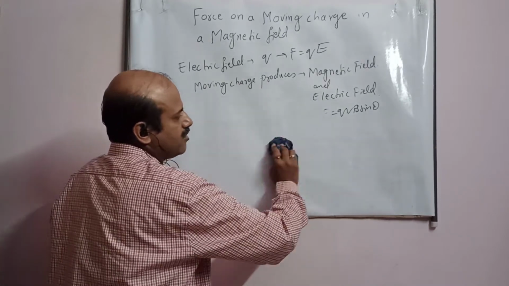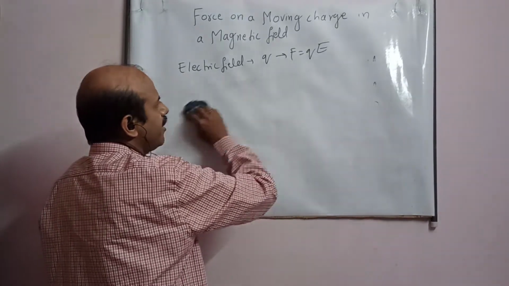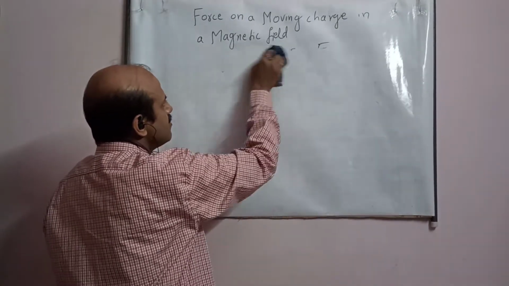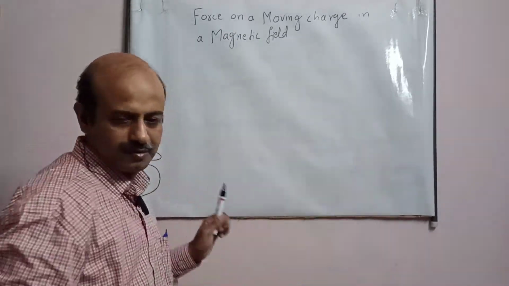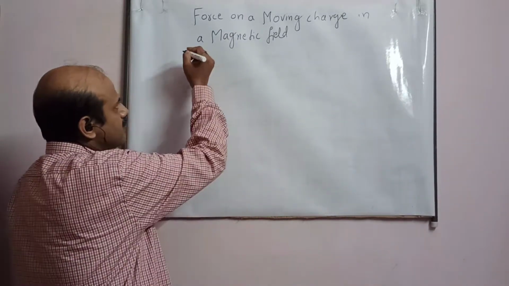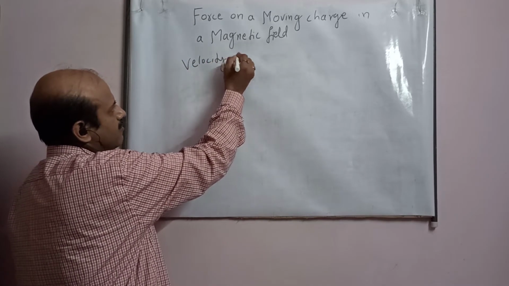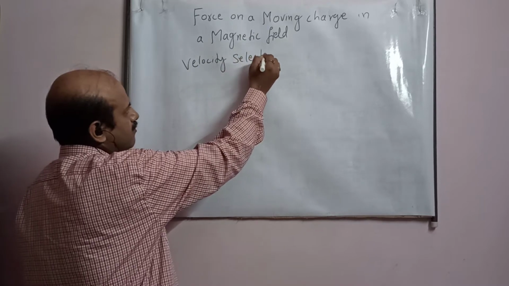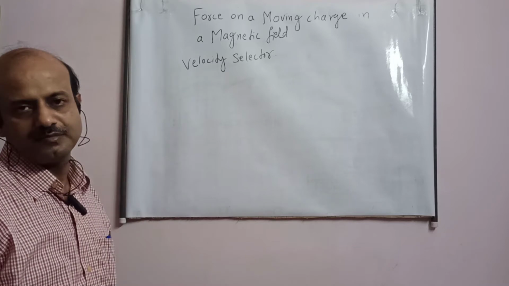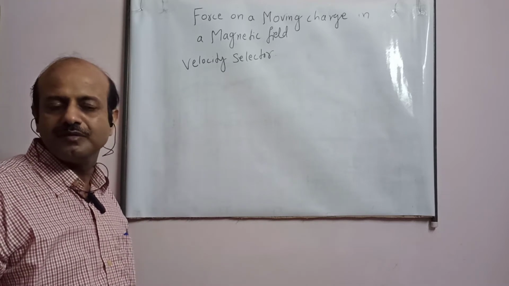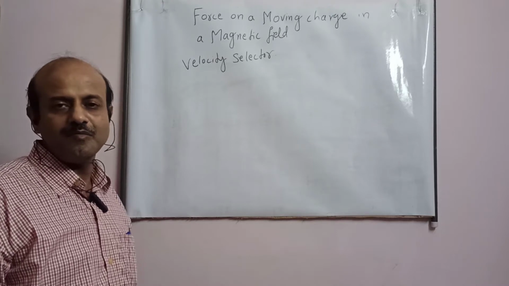Now, student, based on this I will discuss one very important principle, a device known as velocity selector, student. It is the application of a force which is exerted by the magnetic field on a moving charge.